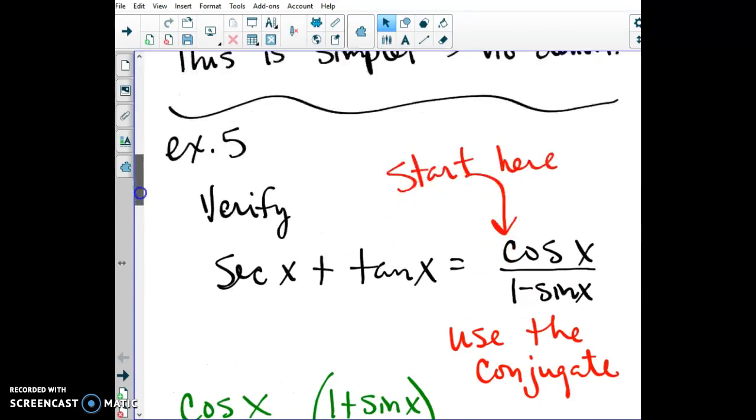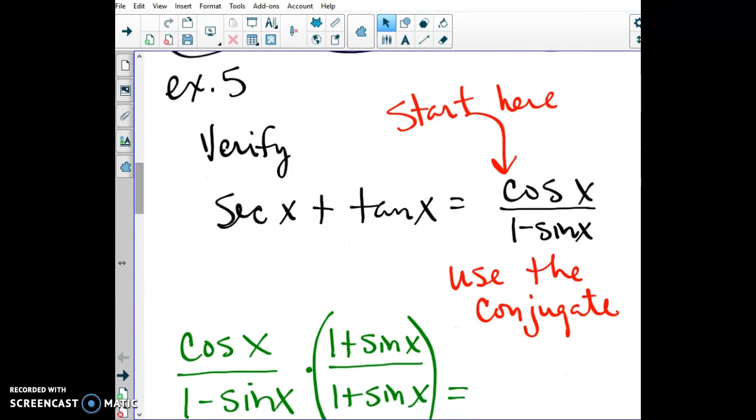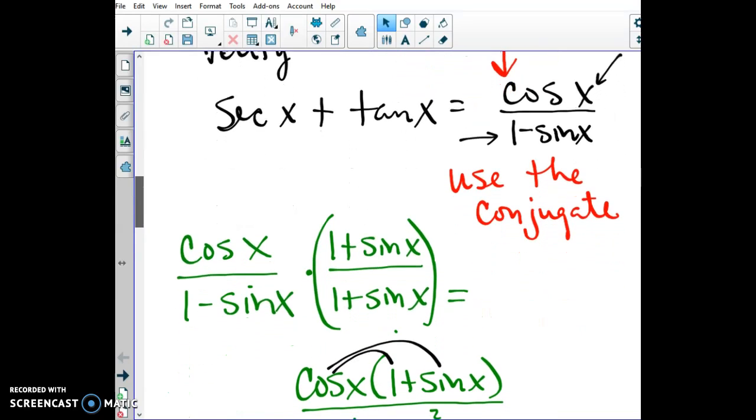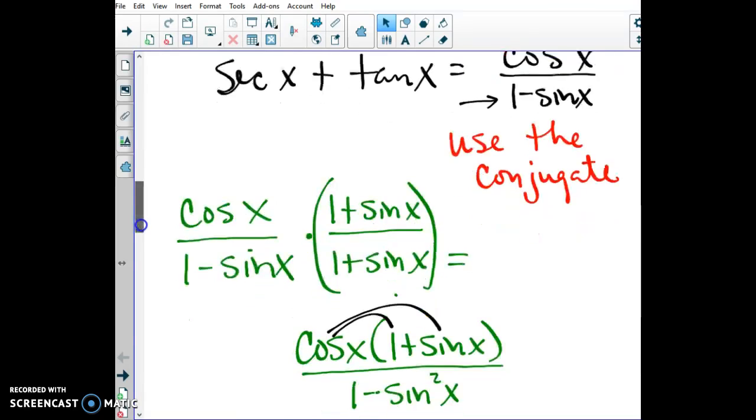Let's look at example 5. So it's going to take this strategy into account. We're supposed to verify that secant x plus tangent x is the same as cosine x over 1 minus sine x. We look at this side. We have a fraction. It's going to be the easiest to simplify, and we see that we can use the conjugate in the denominator to get ourselves a simplified form. So we're going to multiply cosine x over 1 minus sine x times the conjugate of the denominator, which is 1 plus sine x over 1 plus sine x.